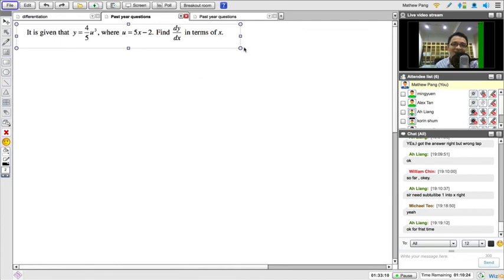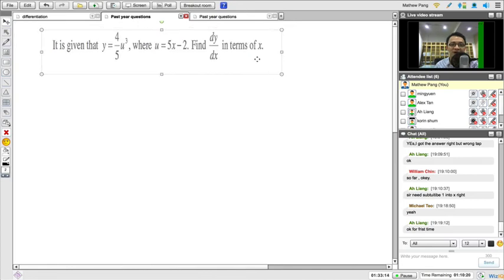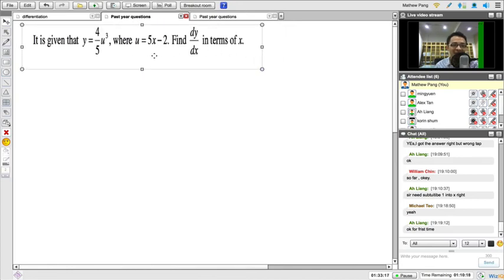Alright, this is a question I mentioned just now. And actually quite a lot of students come to my Facebook to ask me about this question. They ask me how to find dy dx if the question gives you like this. This one is what I said just now. You have to use chain rule. Still remember the chain rule I mentioned just now?